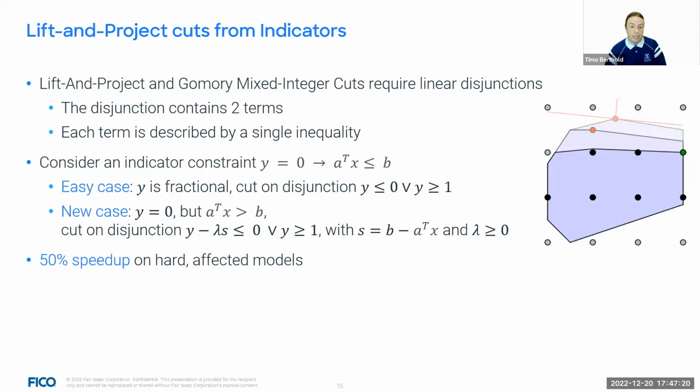Once you impose that disjunction, you can simply throw your whole machinery of disjunctive cutting on it. This is one of those projects which only affect a few models, namely those with indicator constraints, but on these models, it does a lot. On hard models with indicators, we saw a speed up of about 50%.